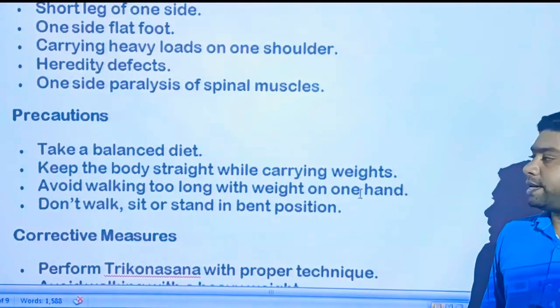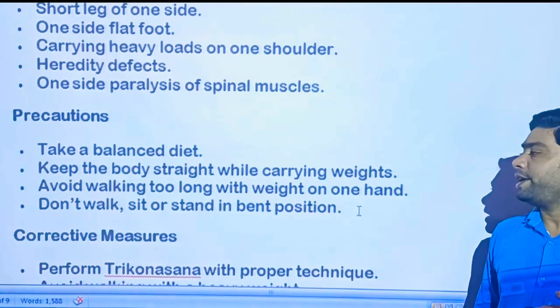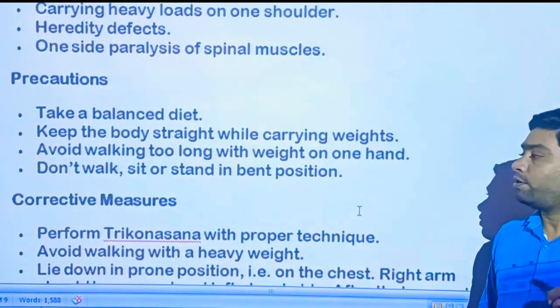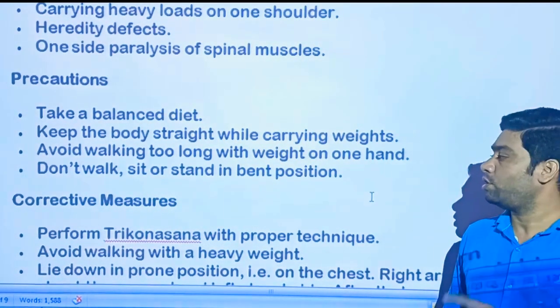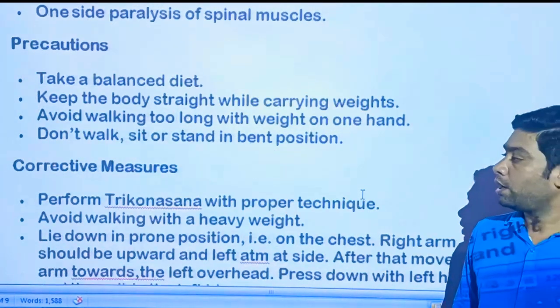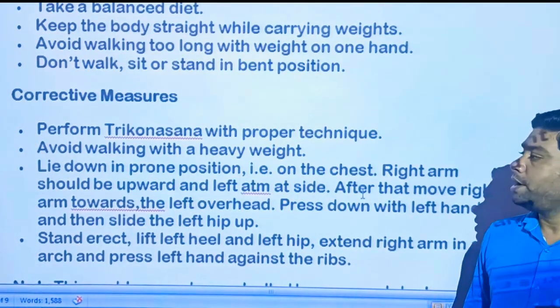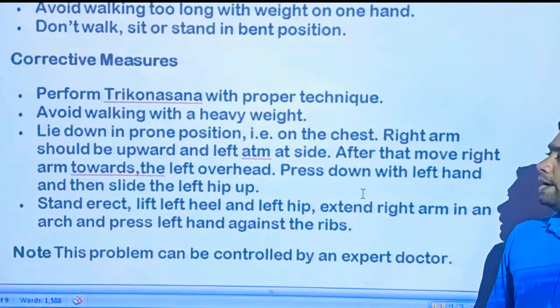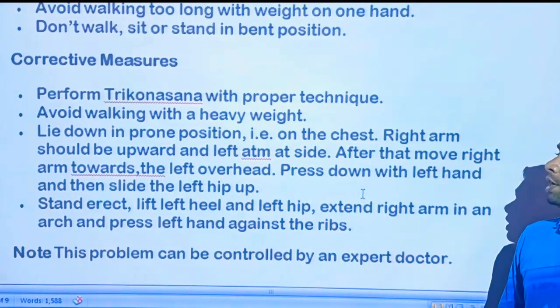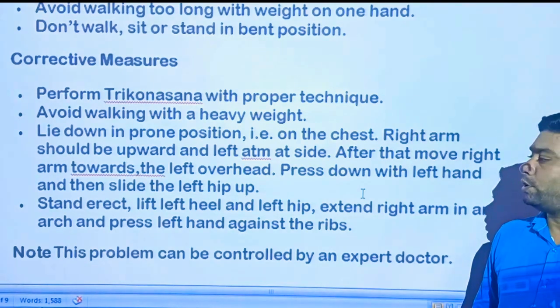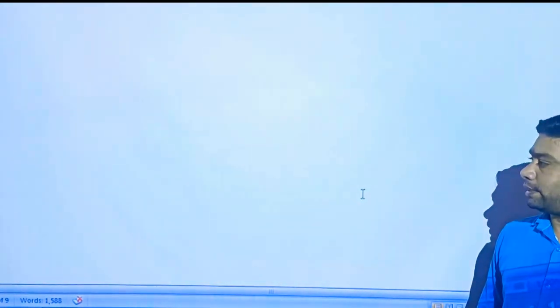Precautions: take a balanced diet, keep the body straight while carrying weights, avoid walking too long with weight on one hand, do not walk, sit or stand in a bent position. Corrective measures: perform Trikonasana with proper technique, avoid walking with a heavy weight, lie down in prone position on the chest, and then stand erect, like this.